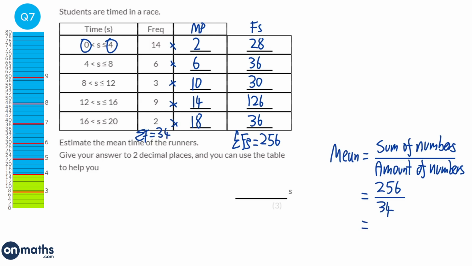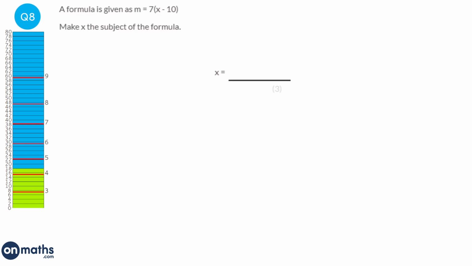And when we do 256 divided by 34, we get 7.529... It says it wants it to 2 decimal places, so we're going to round it to 7.53.